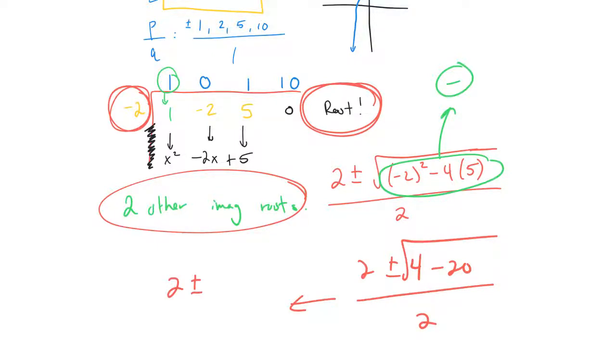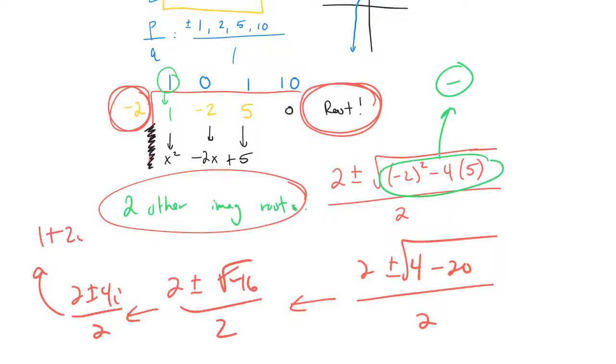Could you cancel out the 2? Because it's on both. 4i, because you have negative 16 under here. Okay, good. So you did your extra step. So 2 plus or minus 4i over 2, right? That's where you're at. Whenever I have a monomial divided into a multiple-term polynomial, it divides into everything, remember, everything. So you get 1 plus or minus 2i. And those are your other two roots. So here's your three roots altogether: 1 plus or minus 2i, and then -2.